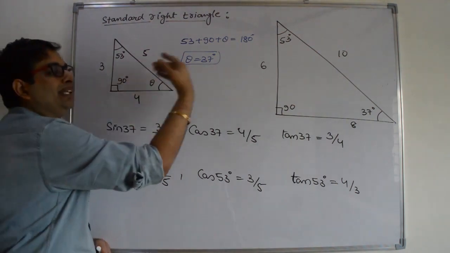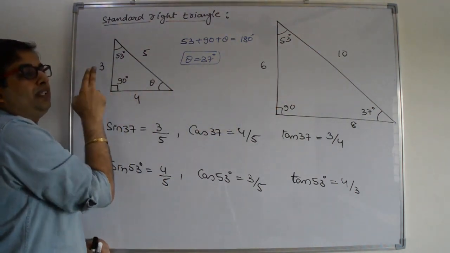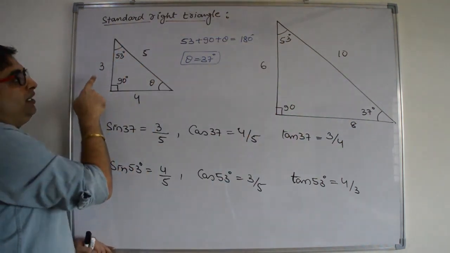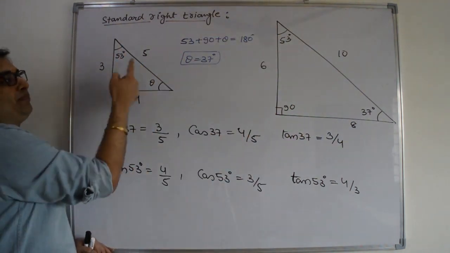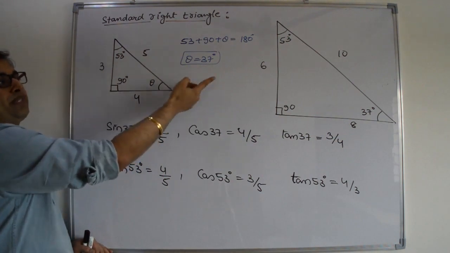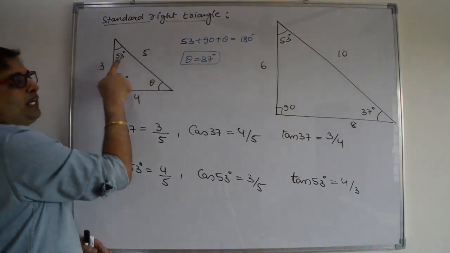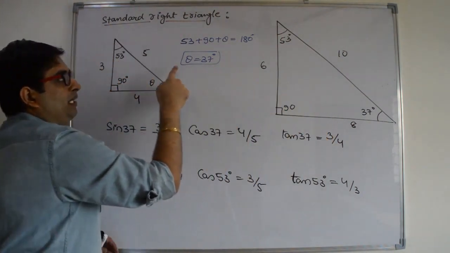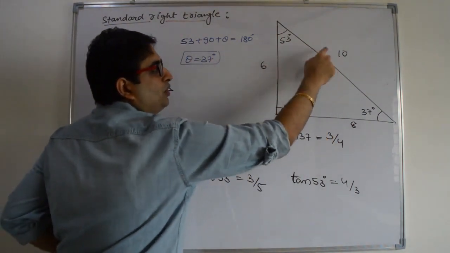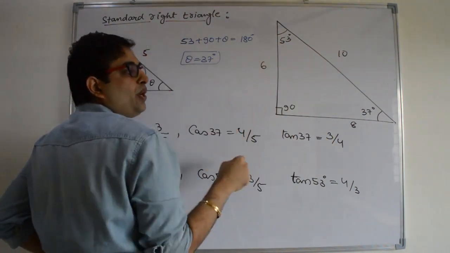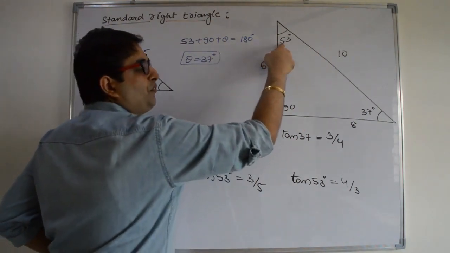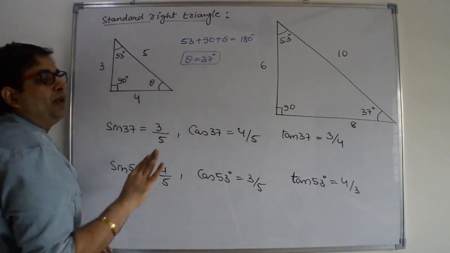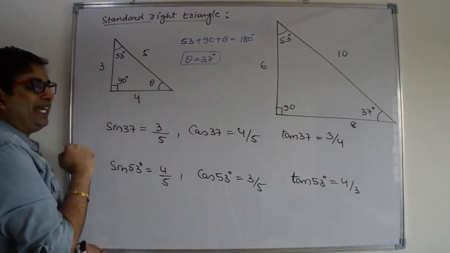You can double the length of the sides, the angle will remain unchanged. We can take 2 times, 3 times, 4 times, the angle will remain the same. 3 becomes 6 if you multiply it by 2, 4 multiplied by 2 becomes 8, 5 multiplied by 2 becomes 10. So this triangle also has the same angles 53, 37, 90. Right? Very important point.